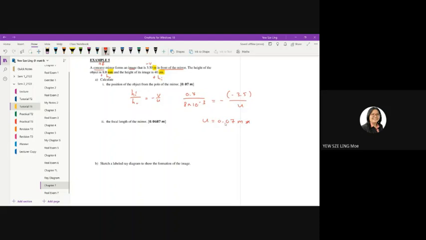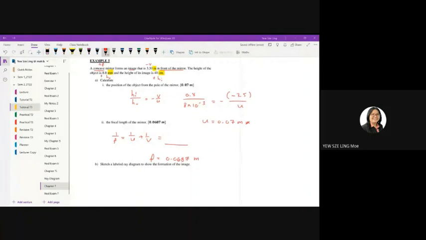So a positive value, right? And then for the focal length, 1 over F equals 1 over U plus 1 over V. You plug in the values and eventually you should obtain a positive focal length, where F equals 0.0687 meter. That is the answer. So sketch a ray diagram. Basically you just sketch the diagram that I showed you just now.